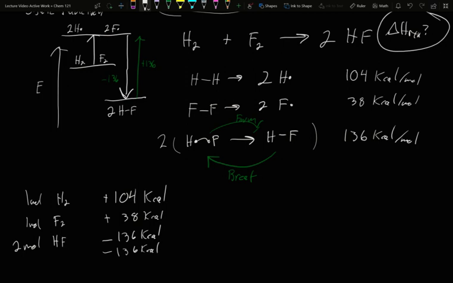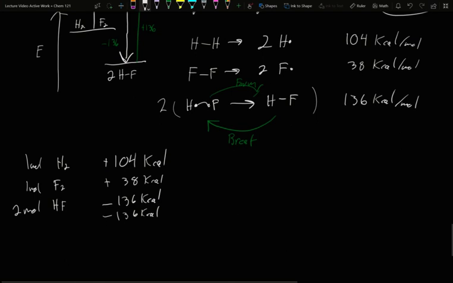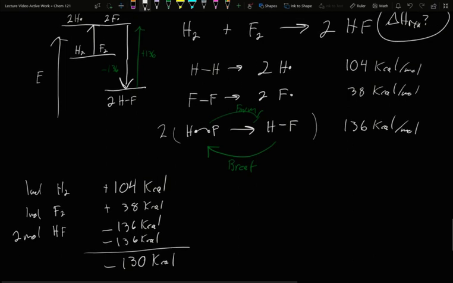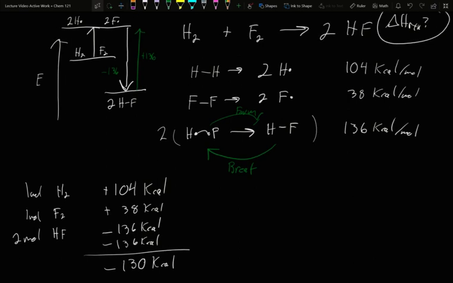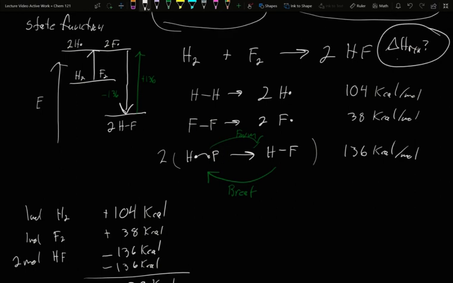Those free atoms that we created, when they come together, they're going to give off energy. And so the atoms will lose the 136. I'll add these together. 104 plus 38 minus 136 minus 136 for a total of minus 130 kcal. We can approximate. This isn't a perfect value, but it is very close. Our delta H of reaction is going to be minus 130 kcal.